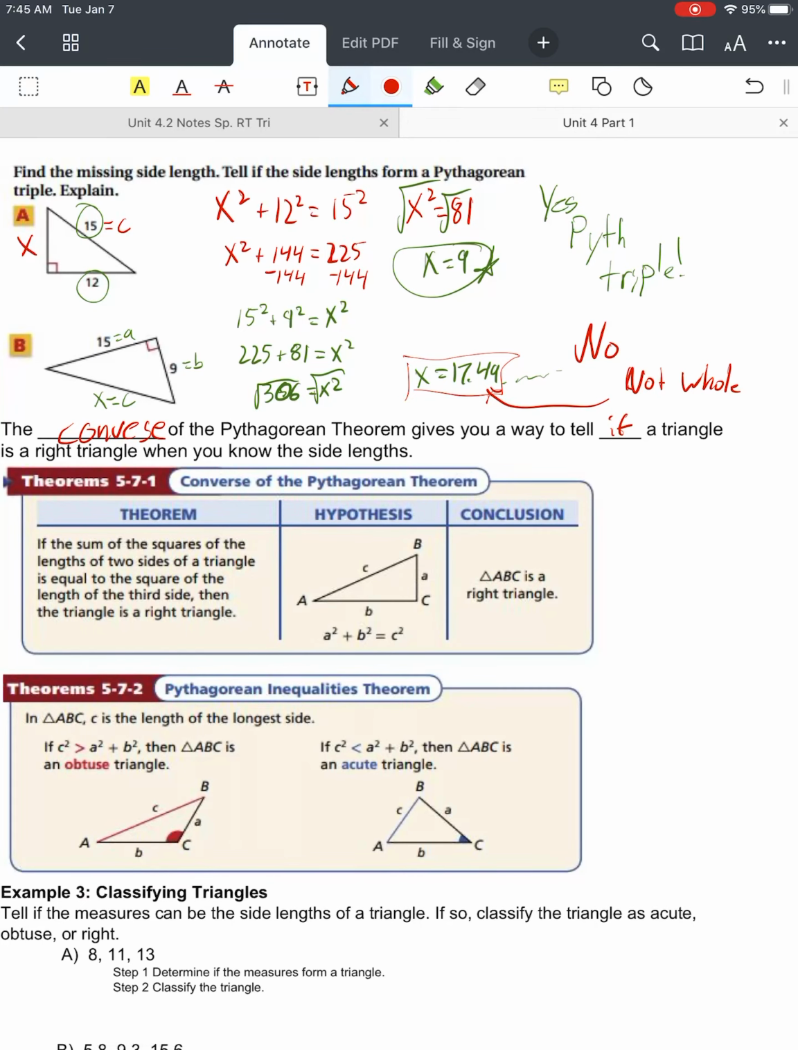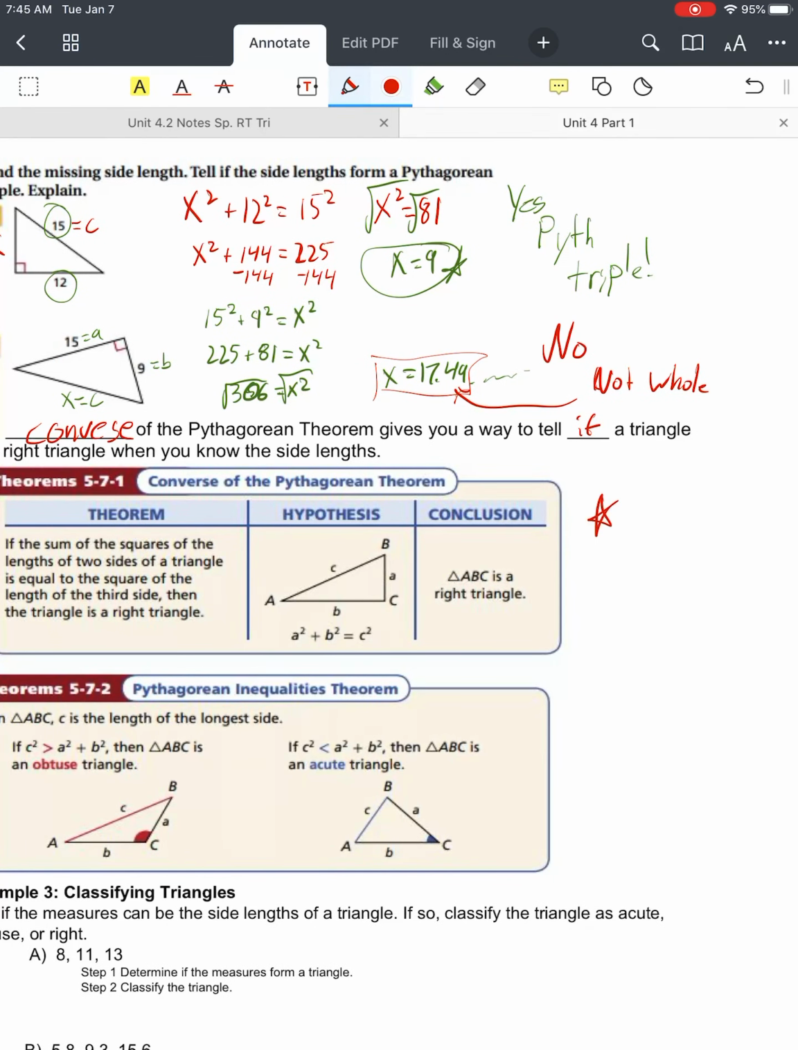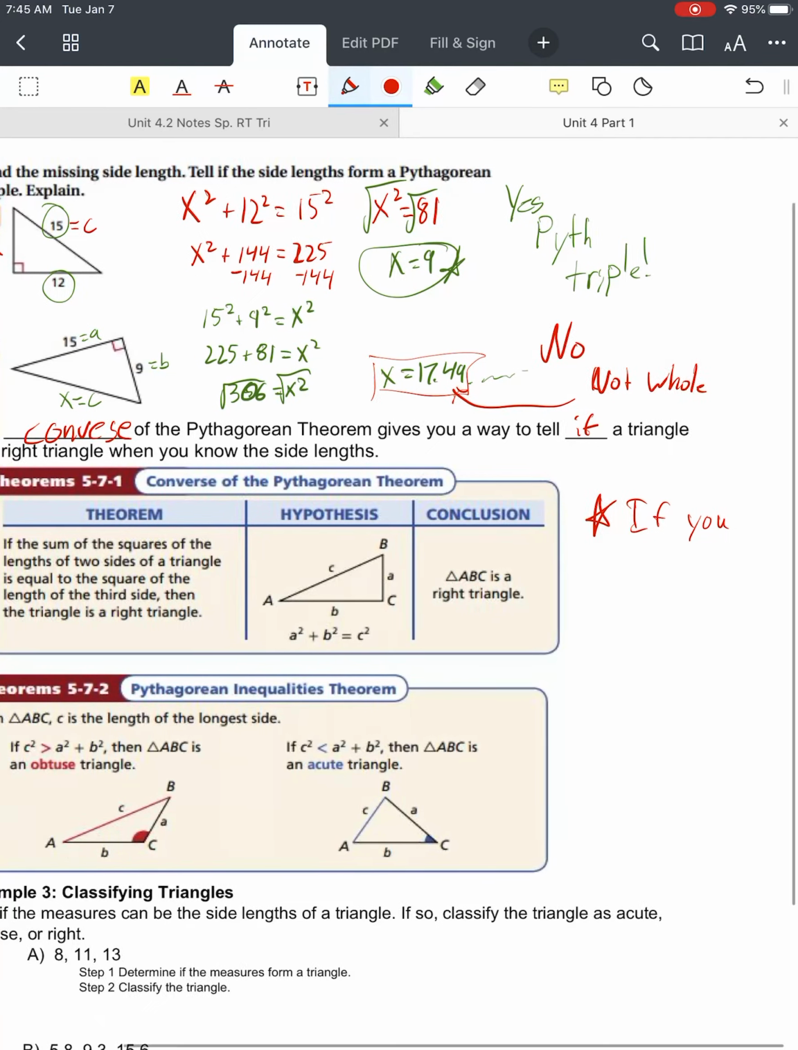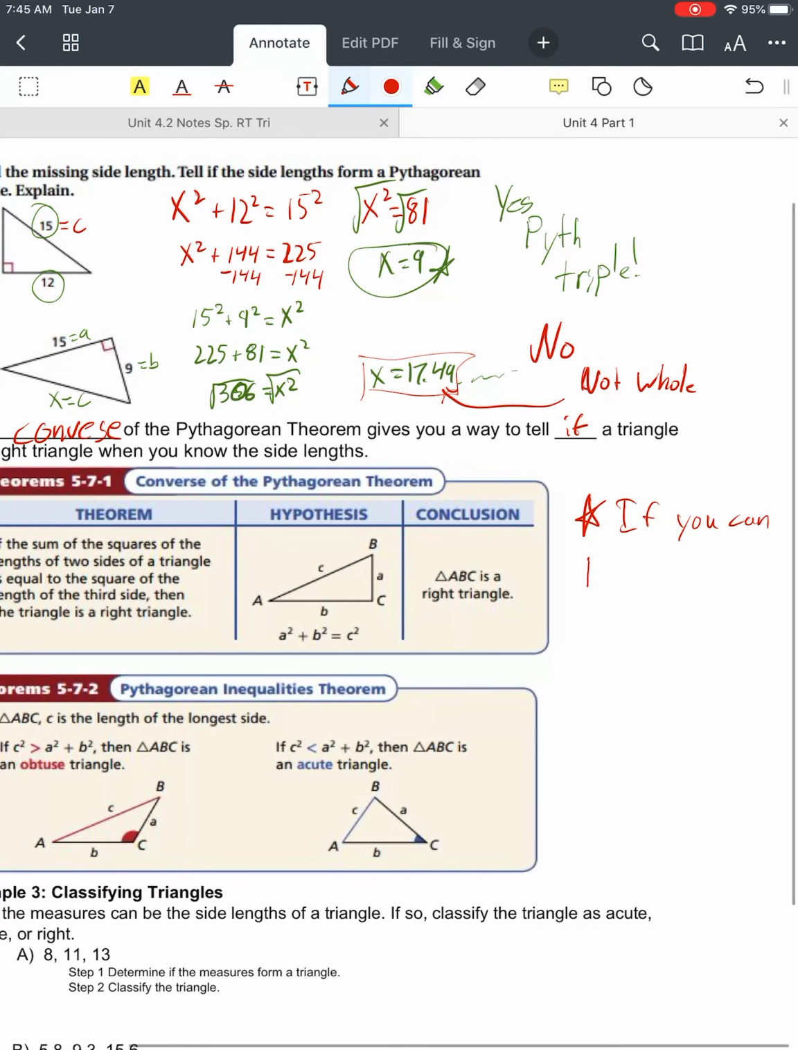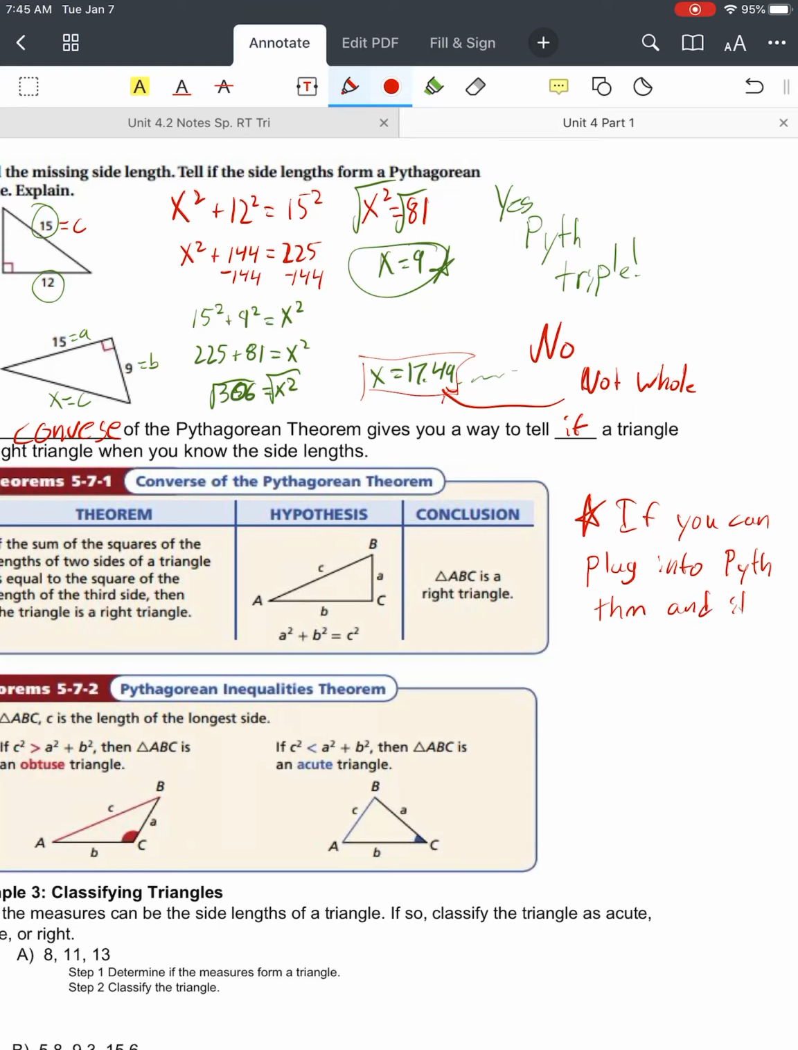The converse of the Pythagorean theorem basically says that if you can plug the three numbers into the Pythagorean theorem and it is equal, then it is a right triangle.